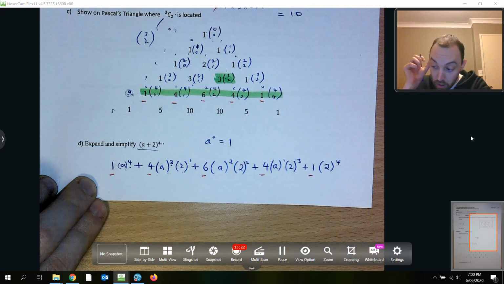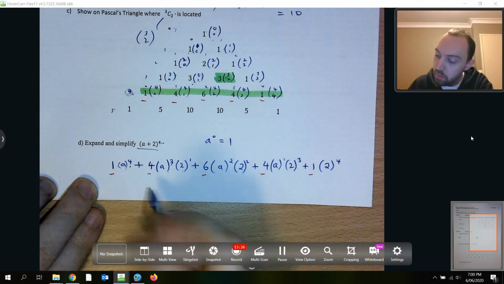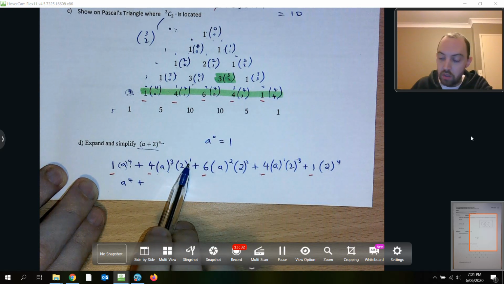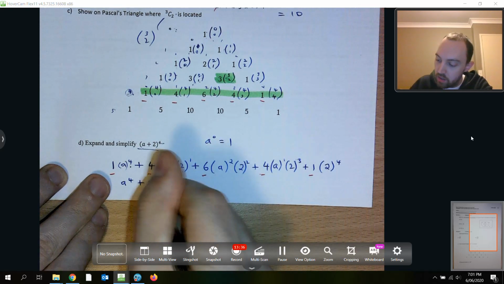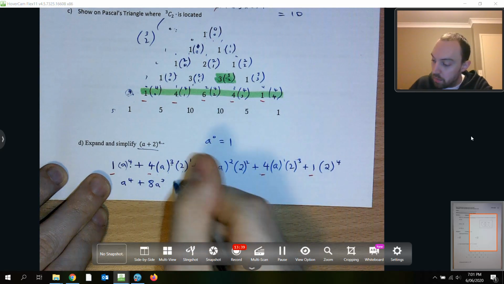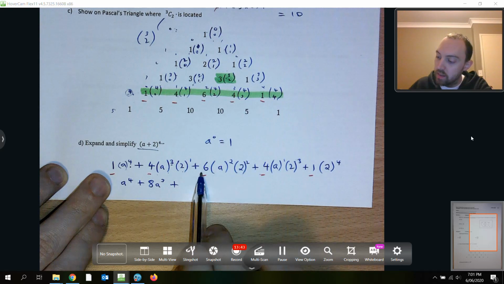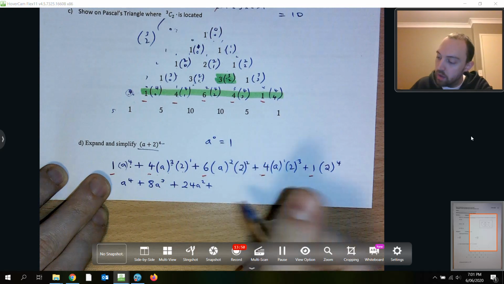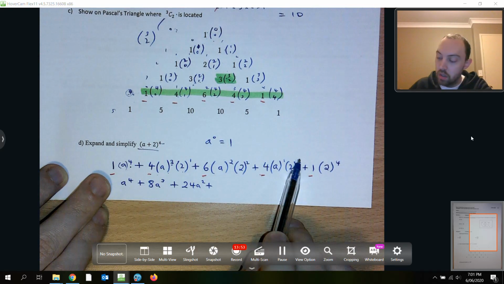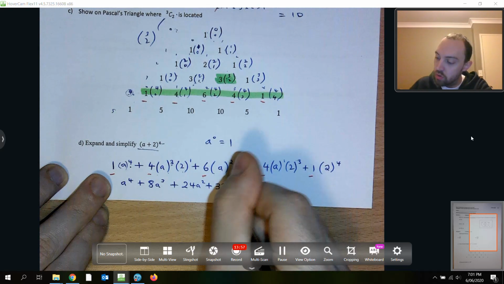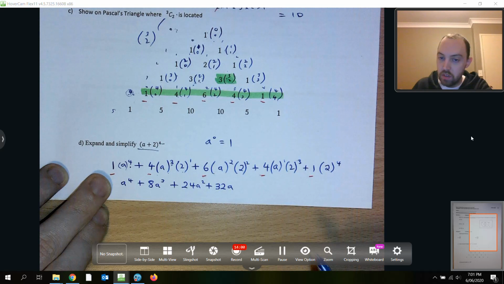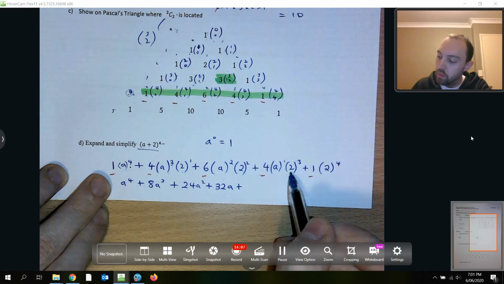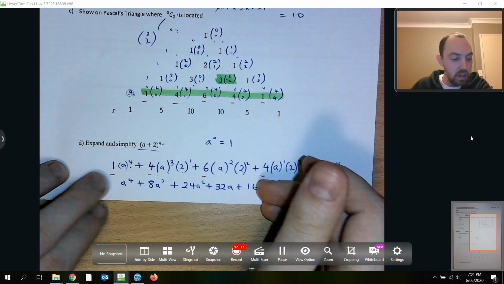So now we've got to simplify, and I am running a little bit out of room, but I should be able to get this in. a to the power of 4 plus 2 to the power of 1 is 2, times 4 is 8, a cubed, plus 2 squared is 4, times 6 is 24, a squared, plus 2 cubed is 8, times 4 is 32, a to the power of 1, which is just a, and then 2 to the power of 4. 2 cubed was 8, so 2 to the power of 4 should be 16.